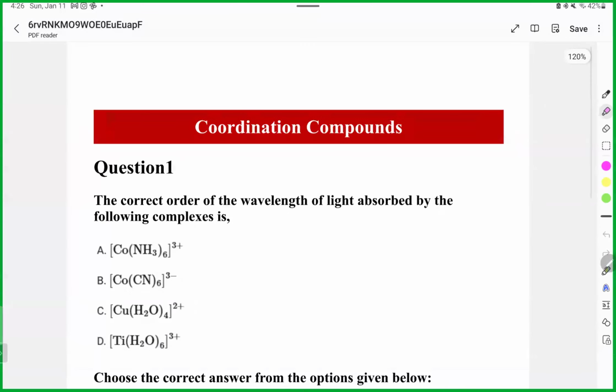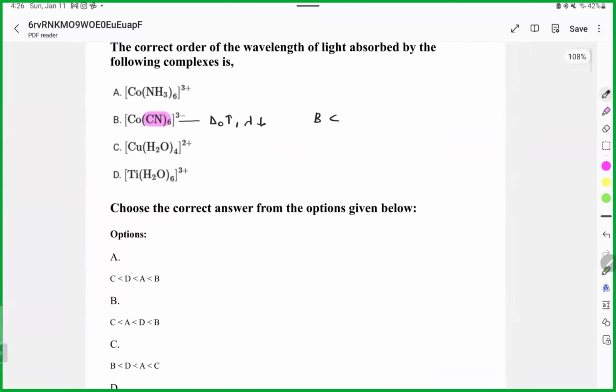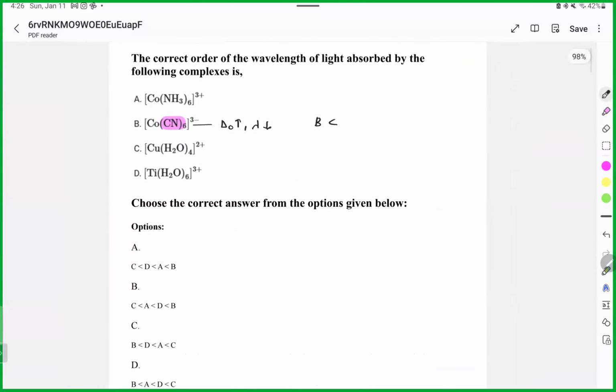So you know this cyanide is the strongest ligand. If it is strong ligand, delta naught will be high and wavelength will be minimum. So B will be minimum. If you know this, you can easily eliminate the options. Correct? Then ammonia is the second strongest ligand. Then the second minimum value will be A after B. You can eliminate this.